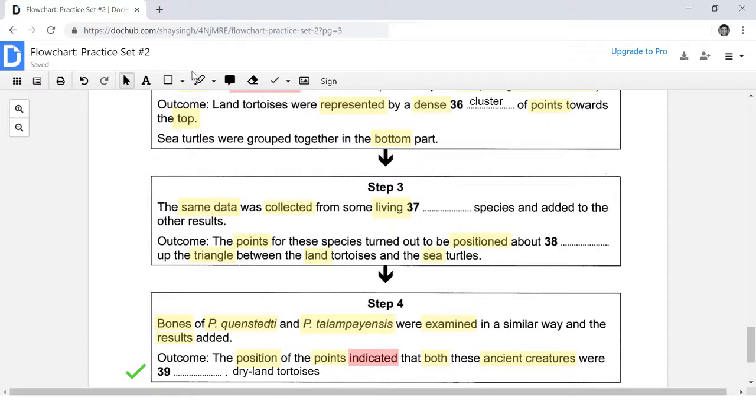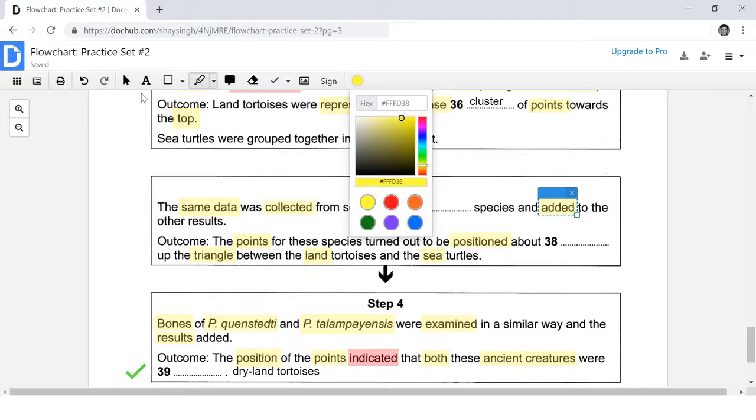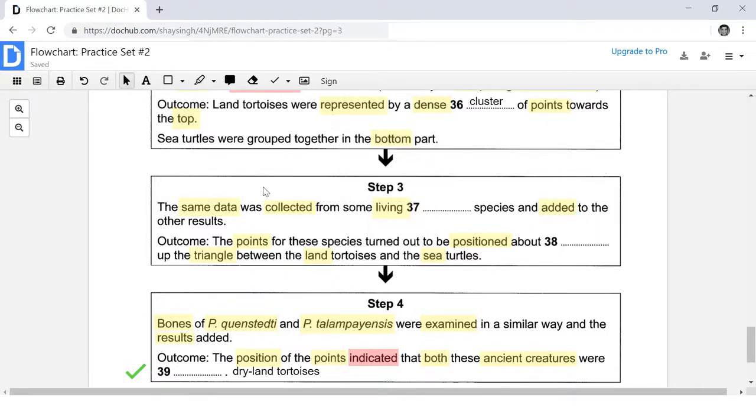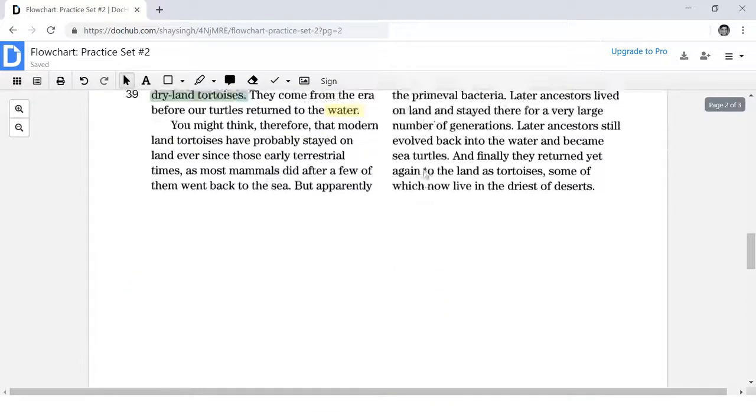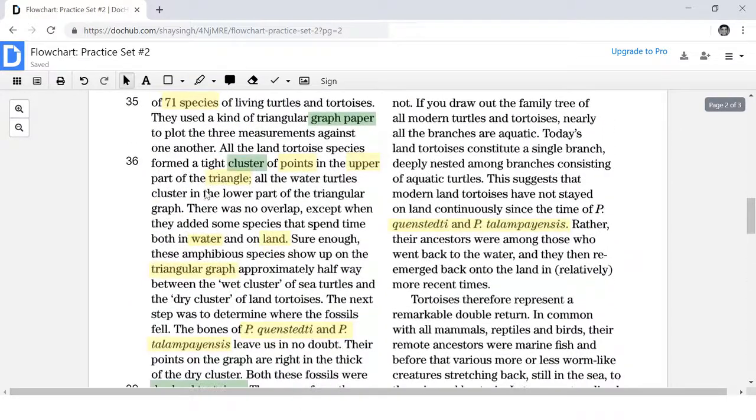Okay, now here added also seems to be an important keyword for me. So I'm going to mark that keyword as well. Might be useful. So now I'm looking for keywords related to data, and not just any data, a very specific type of data. This is the same data collected from some living species and added to other results. Let's see if we can find something related to that, probably after this point.